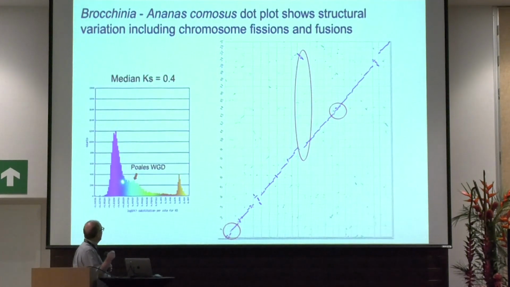In both instances we can look at the distribution of variation and get a Ks. As I said before, it was less than 0.1 for comparing the two haplotypes within Brocchinia micrantha. In this case, comparing the ananas and Brocchinia, we've got up to 0.4. That's this big peak there, showing how much divergence we've had between the two species in their protein coding sequences across the genome. We also see this little bump here that represents the genome duplication that occurred in the last common ancestor of all members of the Poales.